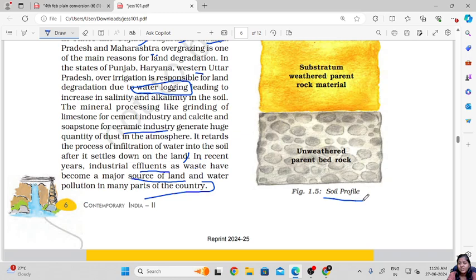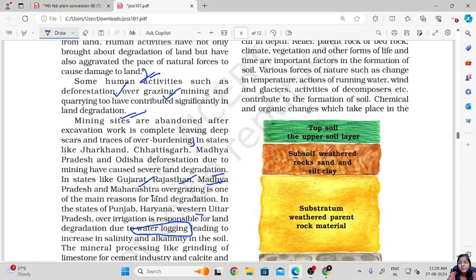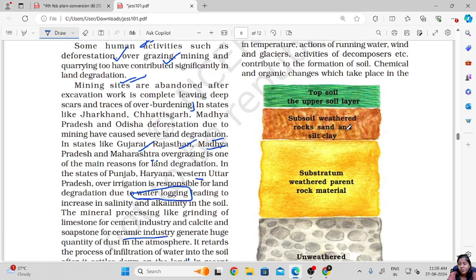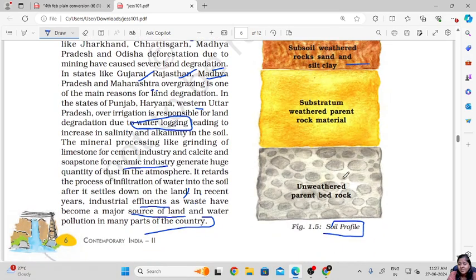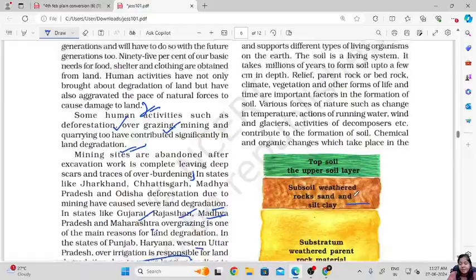So we can see the soil profile over here. The first one is the topsoil or the upper layer where we live. The next part is the subsoil, weathered rock, sand and slate clay. The third one is the substratum, weathered parent rock material, and the last one is the unweathered parent bedrock.